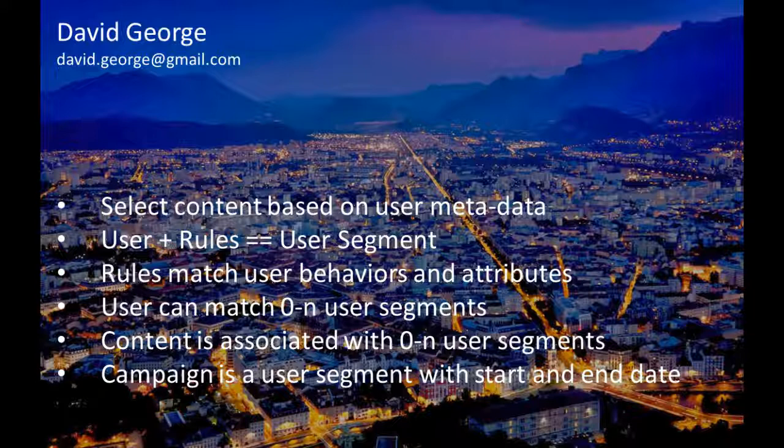So just to conclude, you select content based on user metadata. A user segment is a collection of users and rules. Rules match behaviors and attributes of users, and a user can match 0 or more user segments, and content can be associated with 0 or more user segments, and the campaign is a user segment with a start and end date.